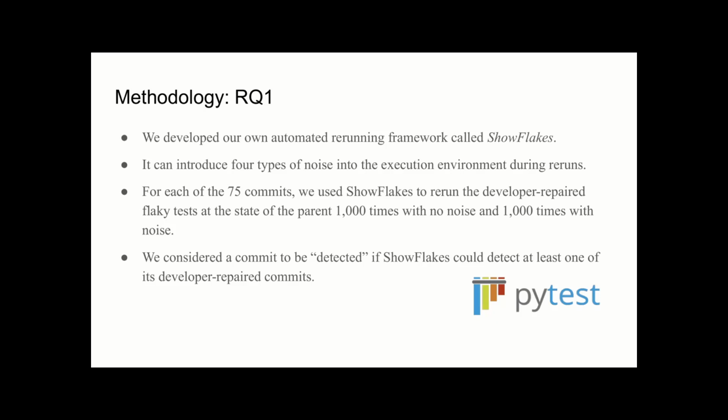Beyond just rerunning tests, Snowflakes can also introduce 4 types of noise into the execution environment during reruns. This feature was inspired by previous studies that found that such noise can increase the probability of detecting certain types of flaky tests. The 4 types of noise we included were to randomly deprioritize threads, to randomly execute other test cases from the test suite and shuffle the test run order, to randomly limit the upload and download speed of the network, and to vary the minor version of the Python interpreter from versions 3.5 up to 3.9.